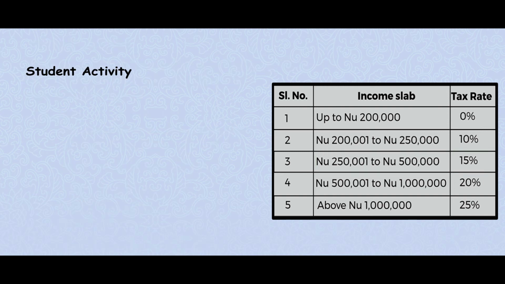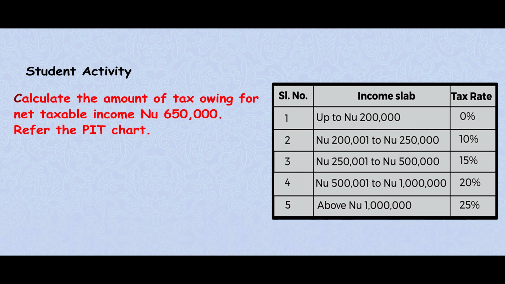Now, I have one question for you. Calculate the amount of tax owing for net taxable income of Nu 650,000. Refer to the PIT chart. By referring to the PIT chart, you have to calculate the tax owing for a net taxable income of Nu 650,000. The steps are as we have solved in the example.